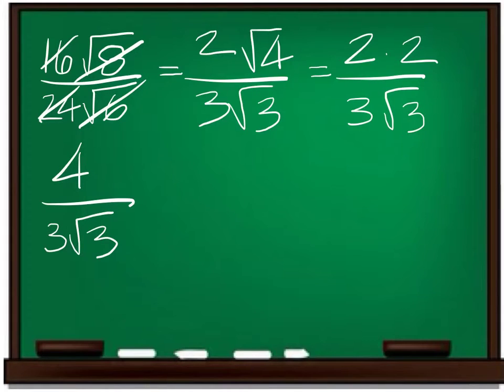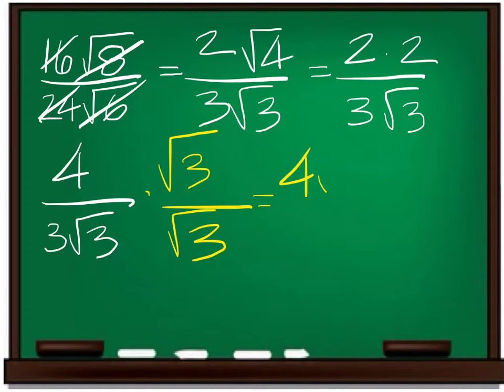But you're not finished. What? You can't have a square root on the bottom. You never told us that. So you have to multiply the top and the bottom by the square root of 3 to get 4 square root of 3 over 9.